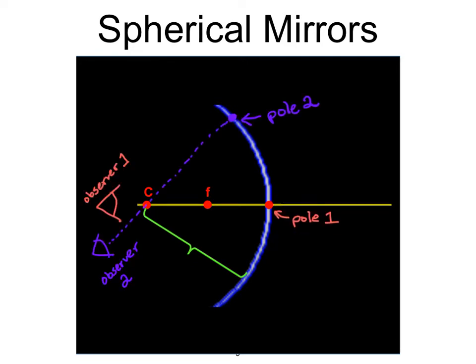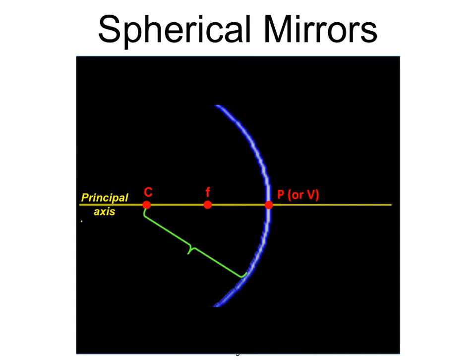Here, observer 1 is located on the horizontal line, so the pole that observer 1 sees will also be on the horizontal. Observer 2, however, is off horizontal. The images seen in the mirror by observer 2 will therefore depend on pole 2 instead.